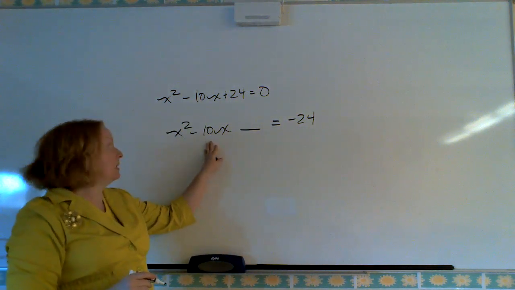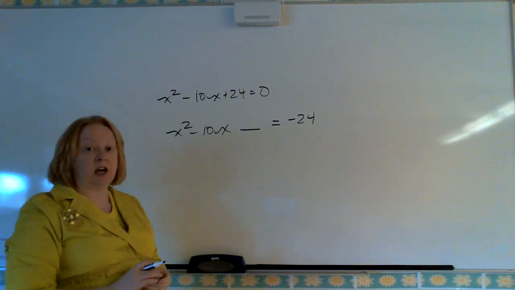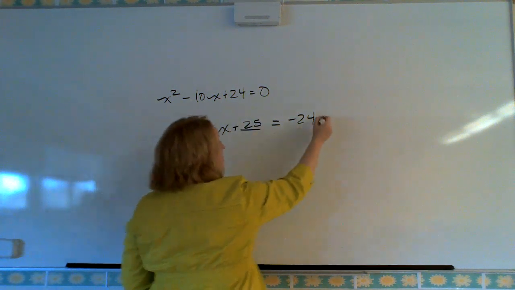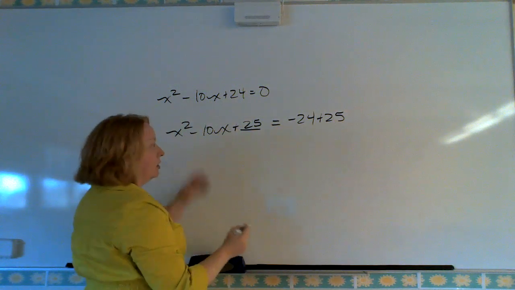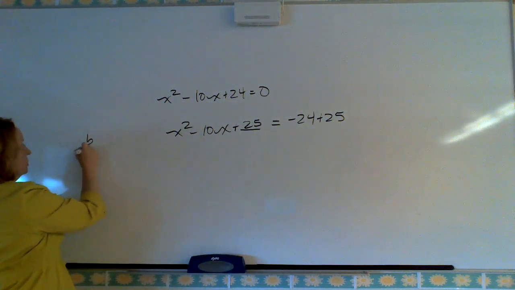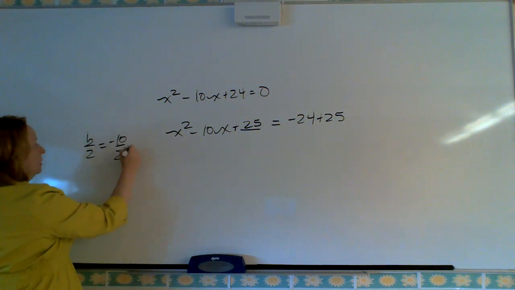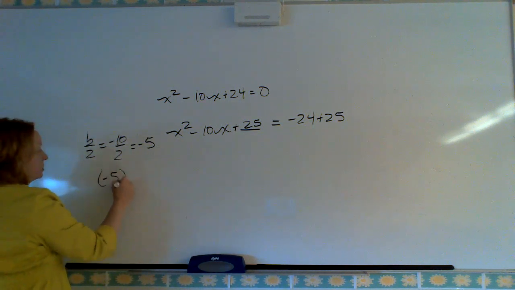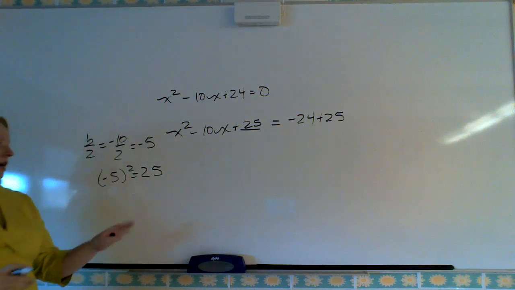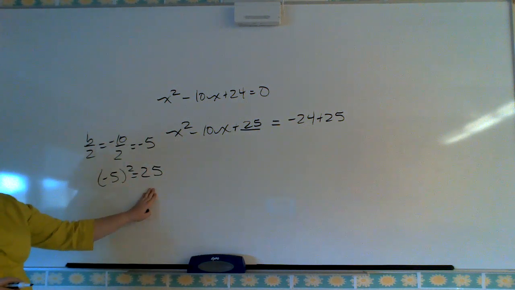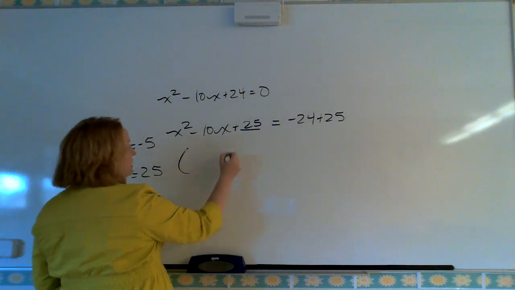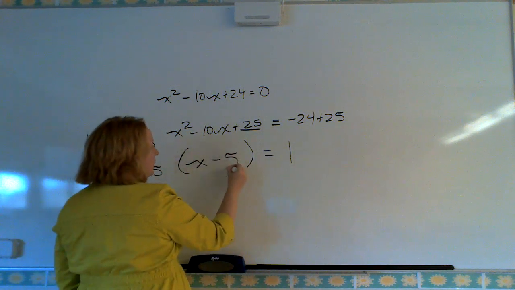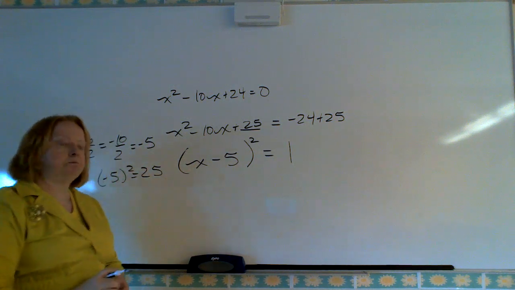So half of negative 10 is negative 5. Negative 5 squared is 25. So I'm going to add 25 to both sides. All I did was take b over 2, which is negative 10 over 2, which is negative 5. And then negative 5 squared is 25. And then I just took this 25 and added it to both sides. And now we're going to factor this into a perfect square trinomial, and it's equal to 1. So this is going to be x minus 5 squared equals 1.